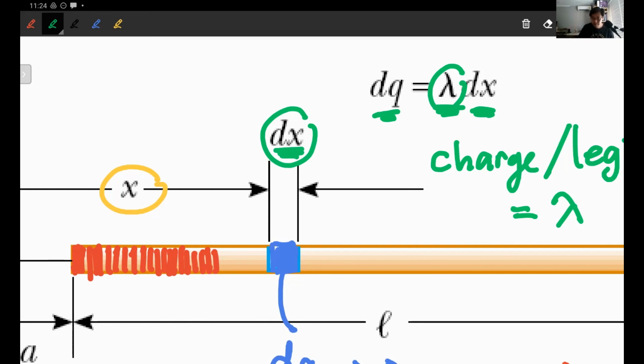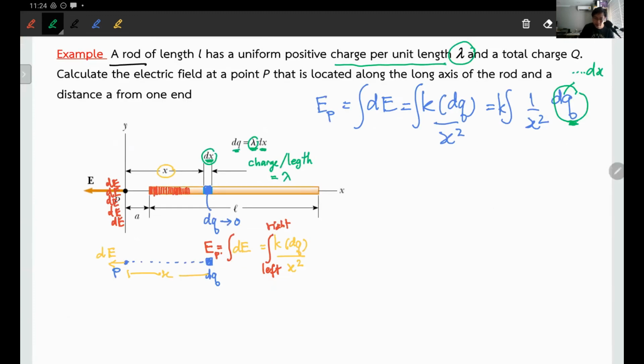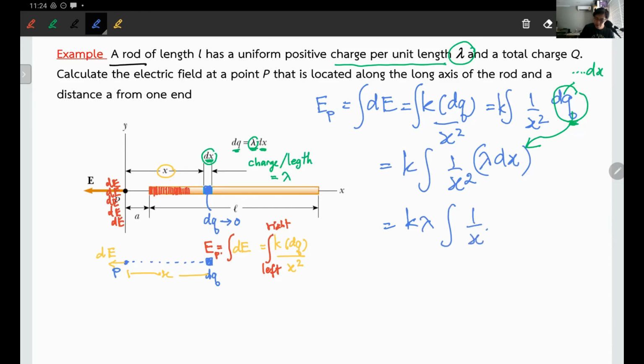That's it. Nice. So once you know lambda, that lambda will help you convert the dq into lambda dx. You guys with me? Okay, cool. All right, and now lambda for this problem is just another constant. So I can take lambda outside the integral, and you only need to do the integration of 1 over x squared dx. Now everything is under x, your life is happy.